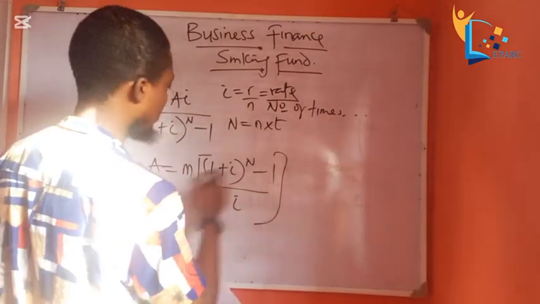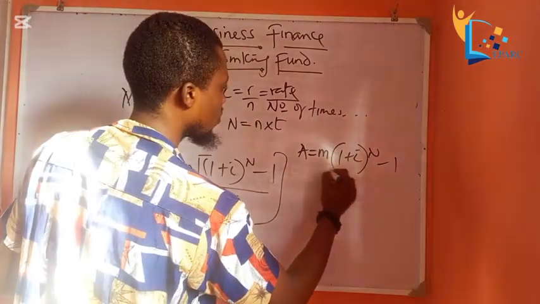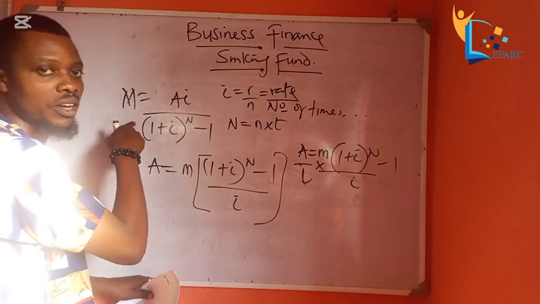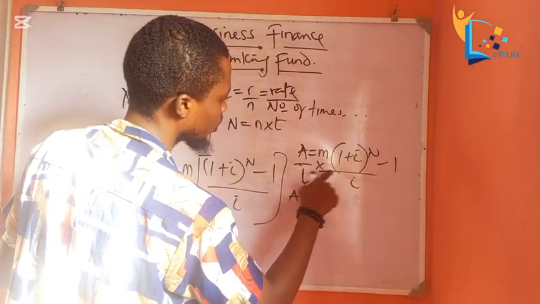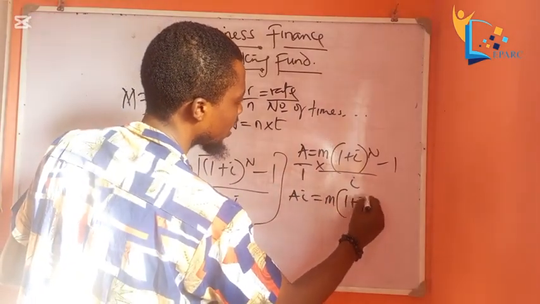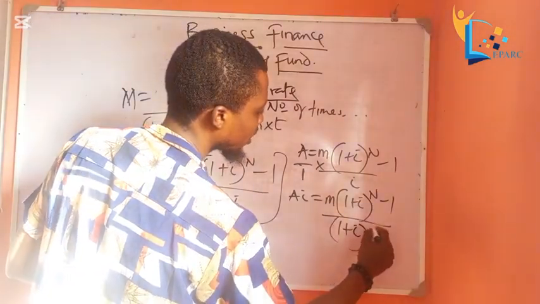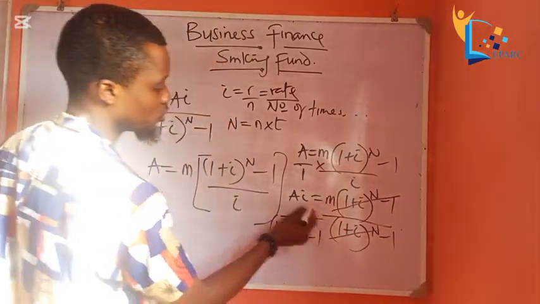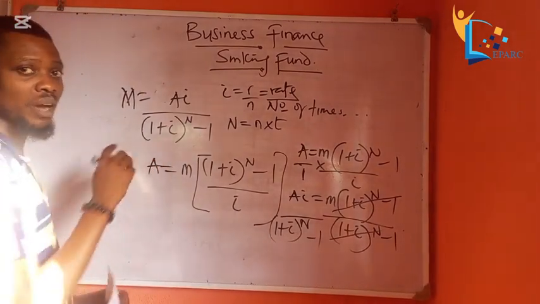Let's make M the subject of the formula. We have A equals M open bracket 1 plus i raised to power N minus 1 close bracket, all over i. Cross multiply, so A times i gives us Ai equal to M bracket 1 plus i raised to power N minus 1. Divide both sides by 1 plus i raised to power N minus 1. So we strike this off, and M is equal to Ai all over 1 plus i raised to power N minus 1. That is what we have here. Are we together?